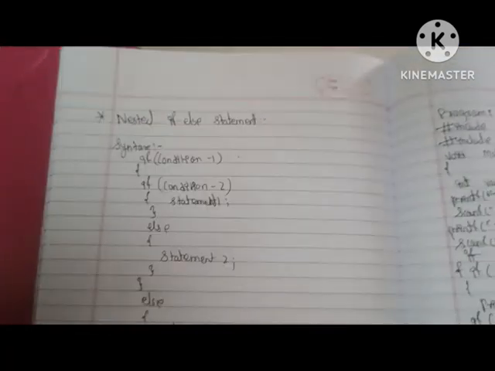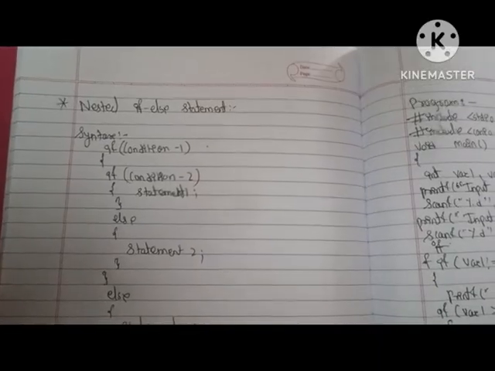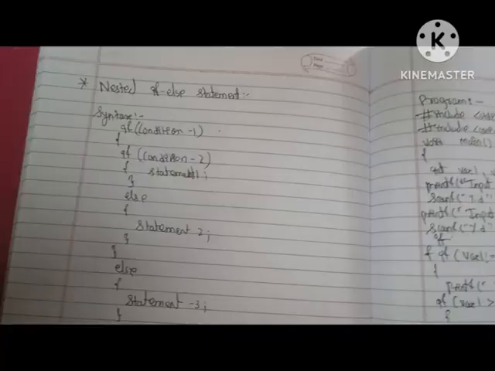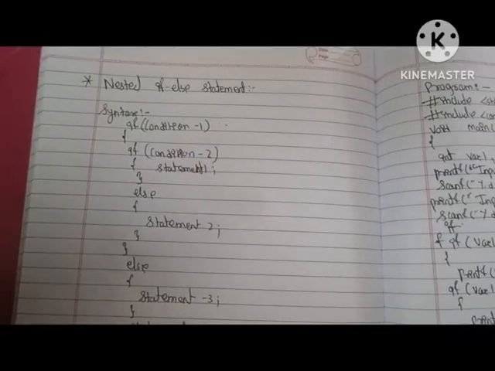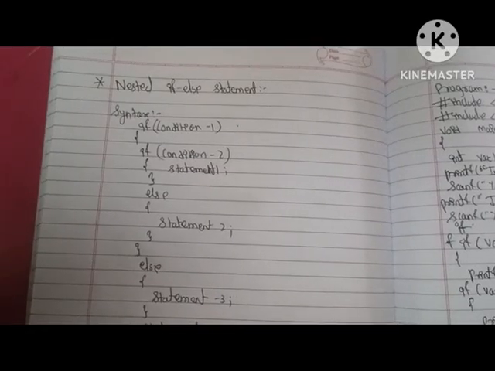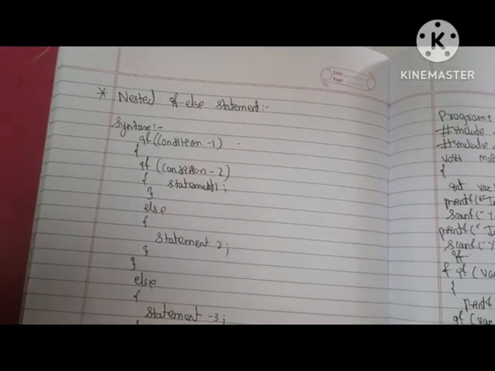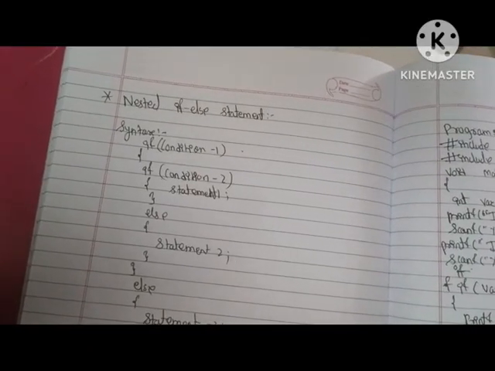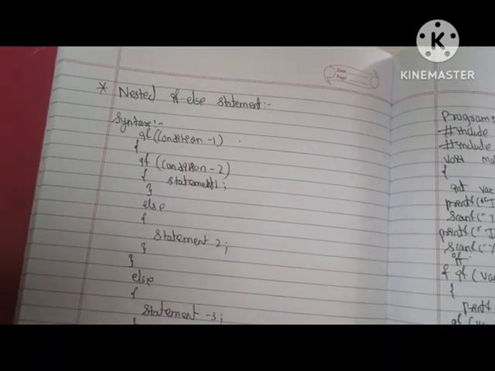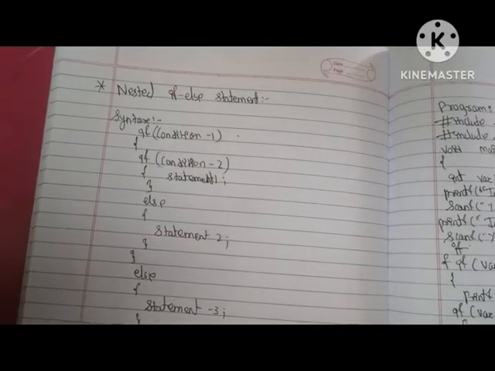Hello everyone, today we are going to see nested if-else and if-else ladder. When there is a series of decision making, we may have to use more than one if-else statement in the nested form. The if-else statements are nested inside the if block or else block or both.